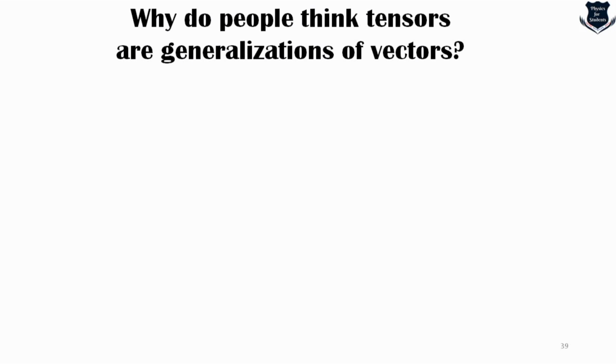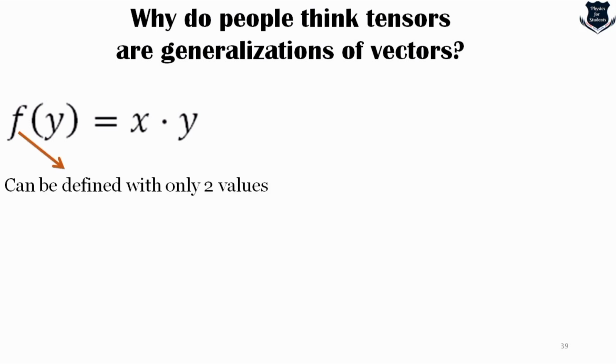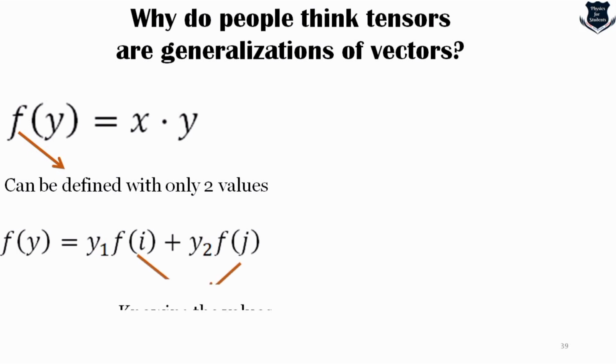Now, the confusion which leads people to think of tensors as a generalization of vectors: I will tell you what happens. If you take a function, say for example this, then f, being a linear one, can be defined with only two values, right? Which are y1 fi and y2 fj. If we know the values of fi and fj completely, then we can define f. And from there, we conclude that f is a rank 1 tensor.